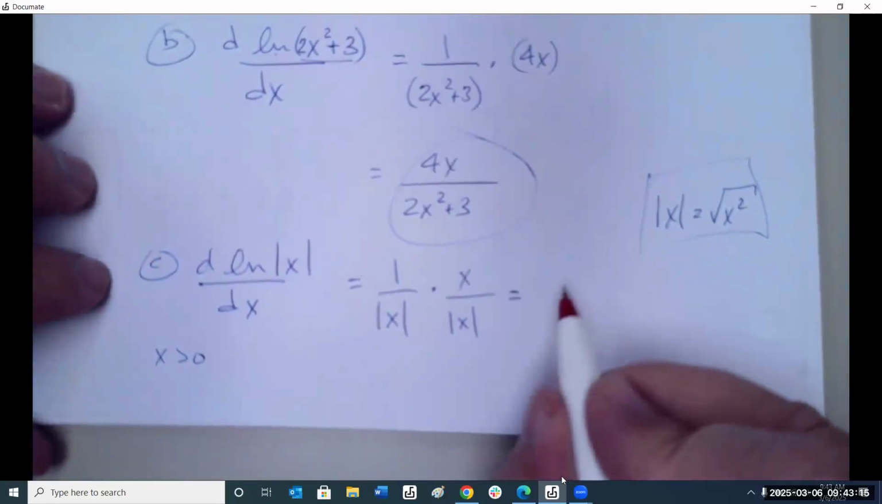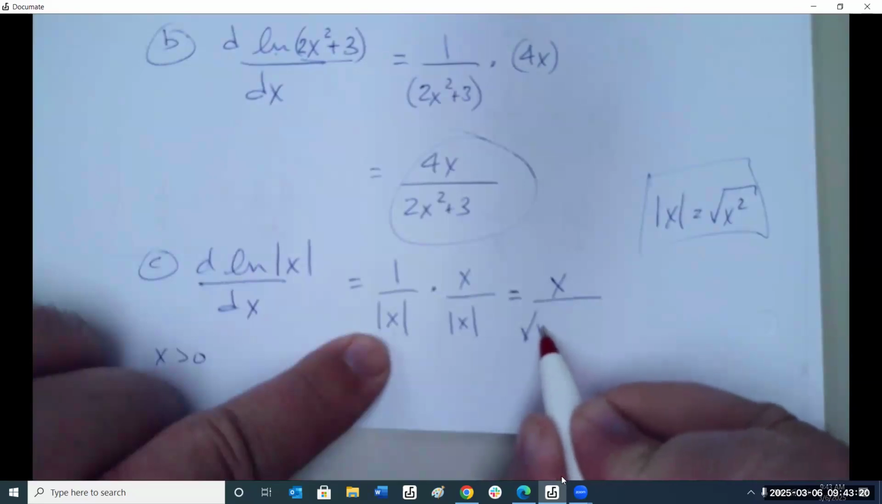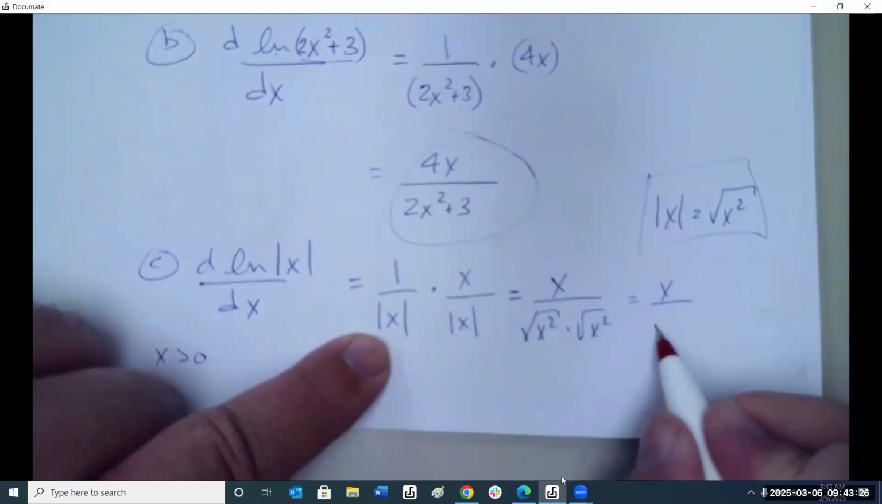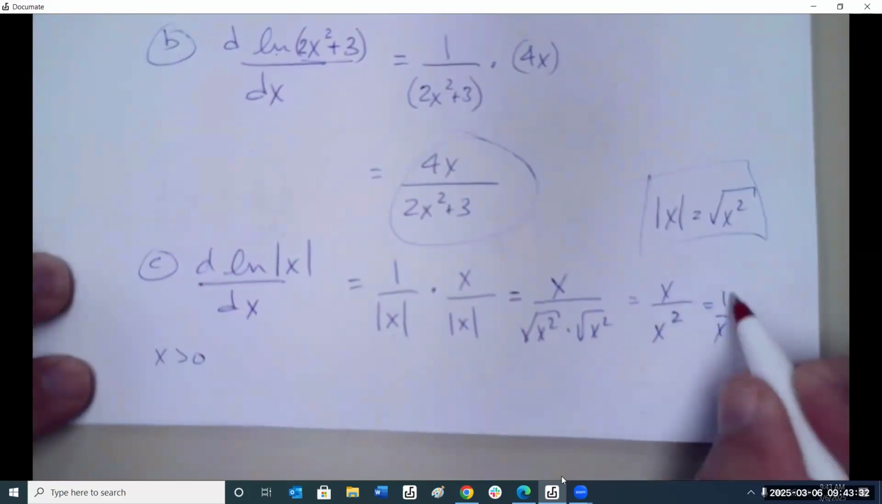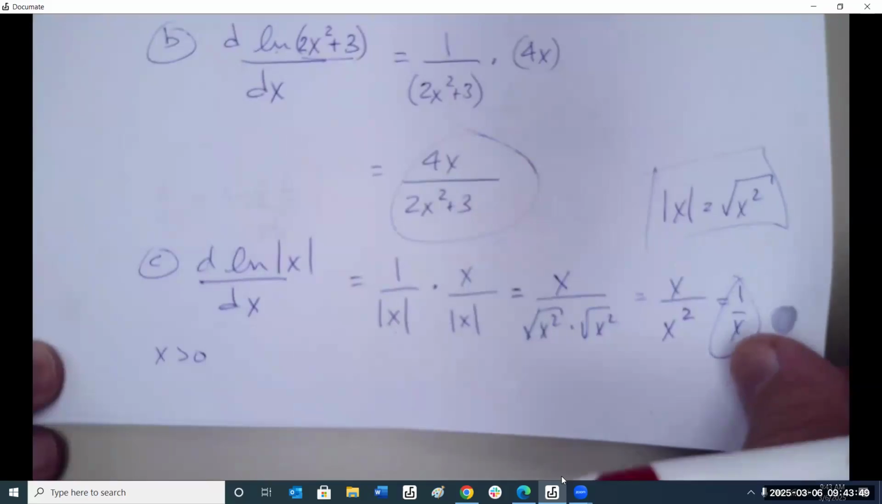So looking at this, we have x times 1 is x. Square root of x squared times square root of x squared makes it x squared, which makes it 1 over x. All right.